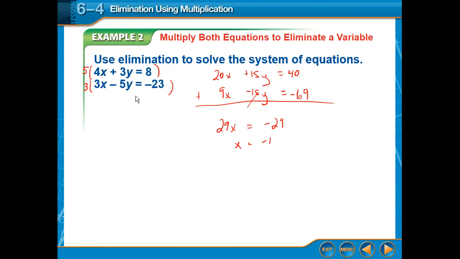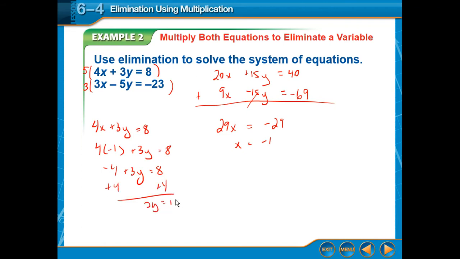So once we have x, you can go back, plug it into one of the equations, and solve for y. So 4 times negative 1 plus 3y equals 8. I get negative 4 plus 3y equals 8. Add 4, and I get 3y equals 12. Divide by 3, and I get y equals 4. So negative 1, 4. We got the same answer either way you did it.